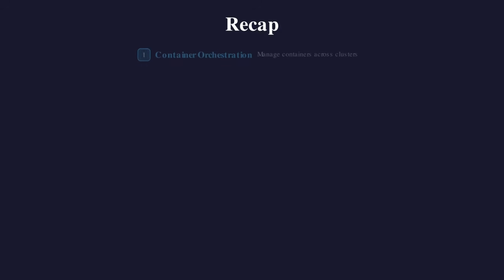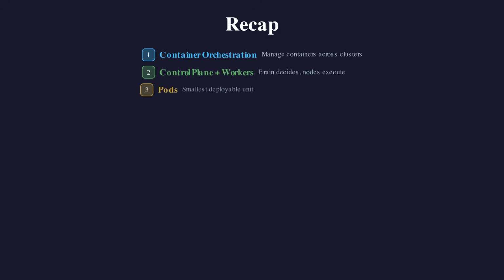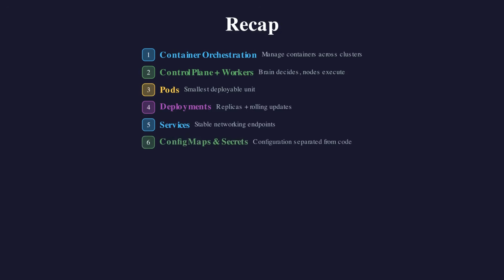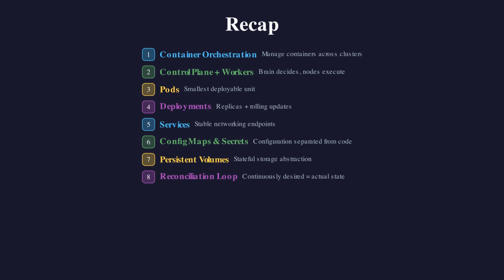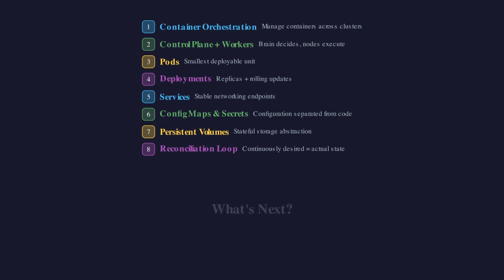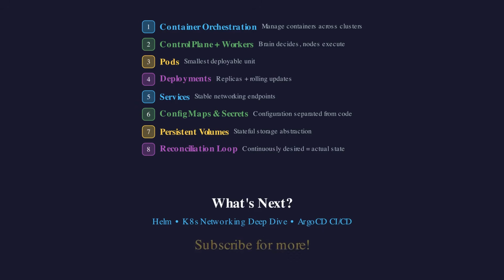Let's recap what we've covered. Kubernetes orchestrates containers across clusters of machines. The control plane manages state, while worker nodes run the containers. Pods are the smallest deployable unit. Deployments manage replicas and rolling updates. Services provide stable networking. ConfigMaps and Secrets separate configuration from code. Persistent volumes handle stateful storage. And kubectl apply kicks off a reconciliation loop that continuously maintains your desired state.